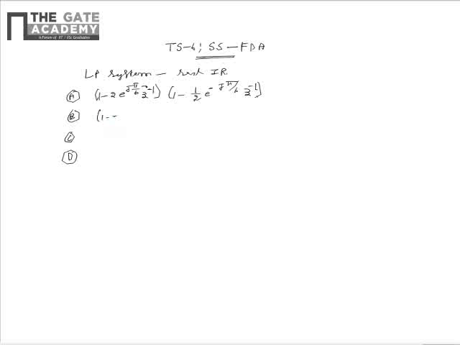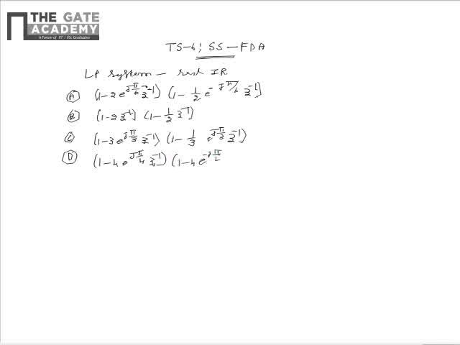Option B says (1 - 2z^(-1)) multiplied by (1 - ½z^(-1)). Option C says (1 - 3e^(jπ/3)z^(-1)) multiplied by (1 - (1/3)e^(jπ/3)z^(-1)). Option D says (1 - 4e^(jπ/4)z^(-1)) multiplied by (1 - 4e^(-jπ/4)z^(-1)).